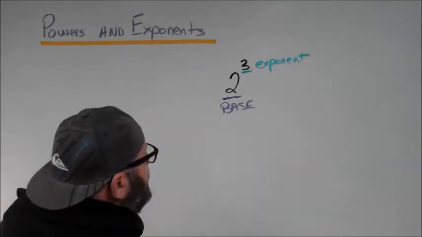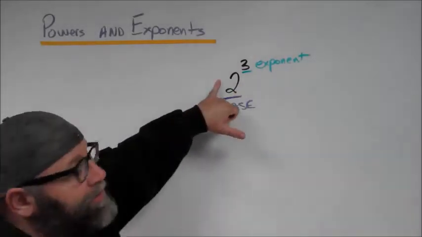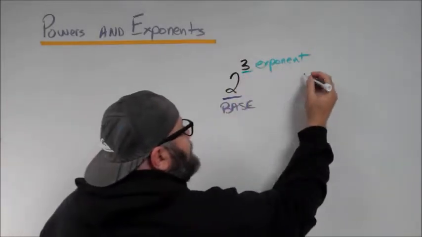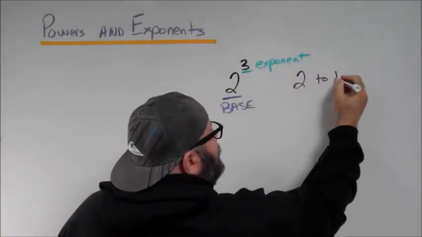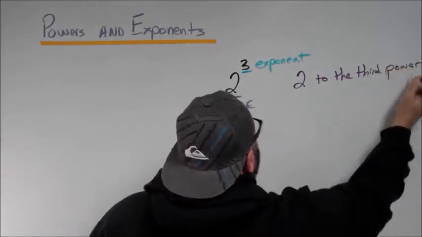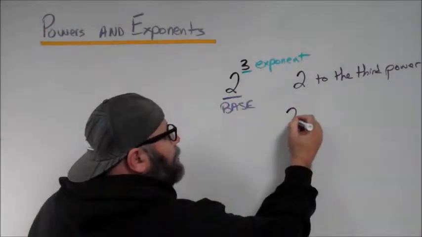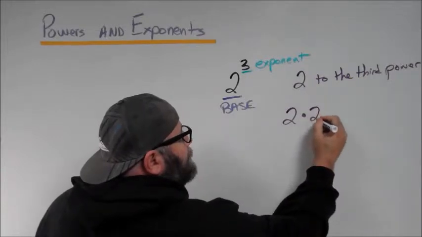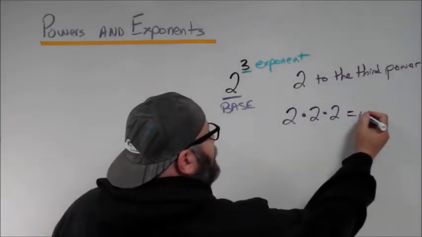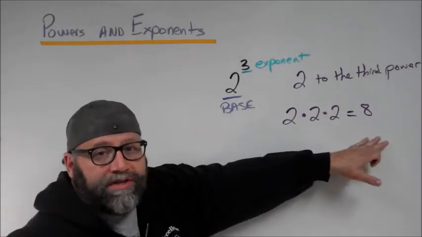And what that means is the exponent tells us how many factors of the base there are. So this says 2 to the third, so we would say this as 2 to the third power, hence the word powers. 2 to the third means that we have 2 as a factor 3 times: 2 times 2 times 2. So the equivalent of 2 to the third is 8. 2 times 2 is 4, times 2 is 8.